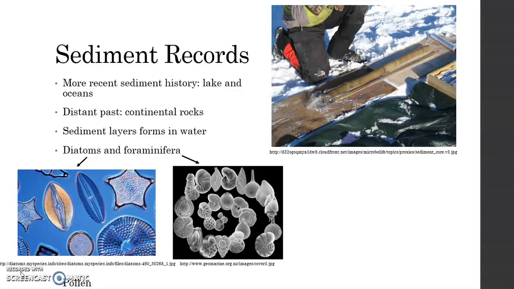Pollen is another thing that can be used. It can be obtained from sediment cores, and it gives scientists an indication of what type of plants were growing when the sediment was deposited. So scientists really have to use their knowledge of modern plants so that they can make inferences about past climate.